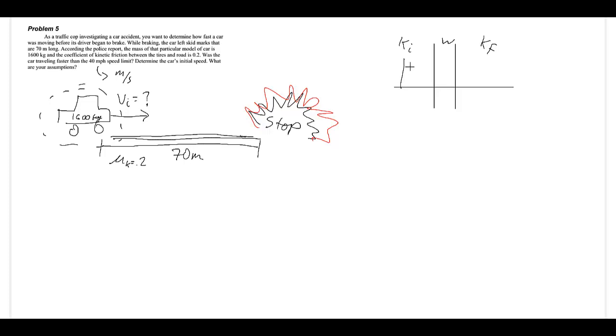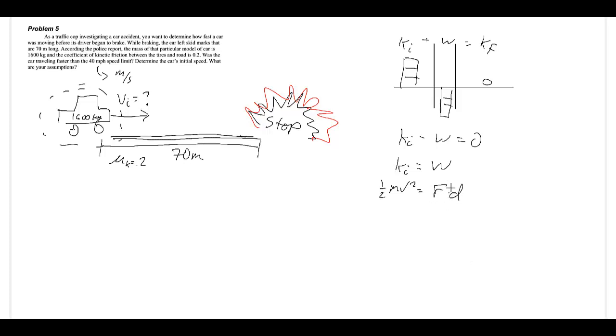We know that it starts off with some kinetic energy. We know it ends up with nothing. So like before, there must have been some work done by the friction force from the road on the tires as it's skidding to a stop. So our equation is going to be kinetic initial minus work is equal to 0, which again, solving, we get kinetic energy is equal to work.